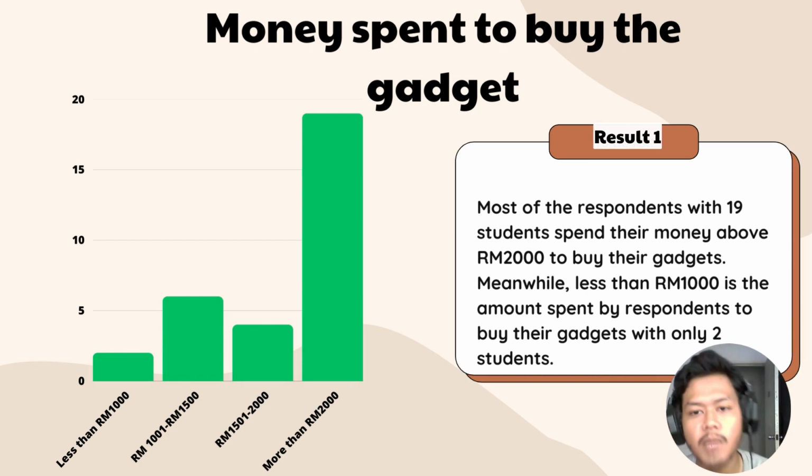Okay, now we talk about the money spent to buy the gadget. Based on this graph, we can see most of the students, 19 students, spend their money above RM 2000 to buy the gadgets. Meanwhile, less than RM 1000 is the amount spent by respondents to buy their gadgets, with only 2 students.